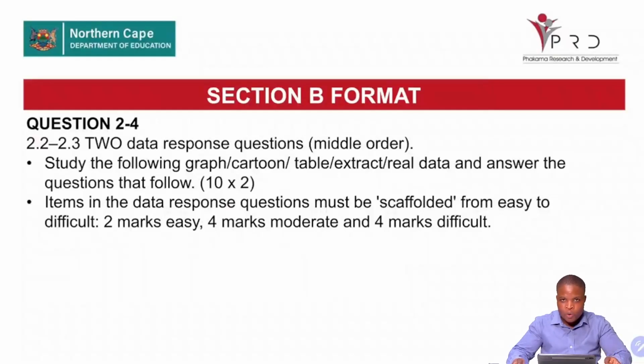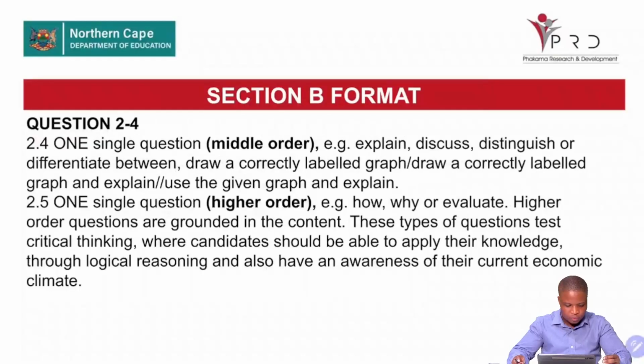And then the fourth question becomes a bit middle order, where they are asking you the what, the how. And then the fifth question, which is 4 marks, usually is a higher order question where you need to start reasoning, right? So for questions 2, 3, 4, you are having 2 data response questions for 10 marks. And you have 2.4 and 2.5. Or you can say 3.4, 4.4, also 3.5, 4.5.